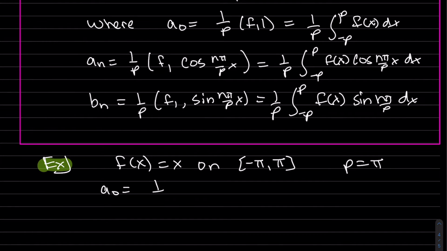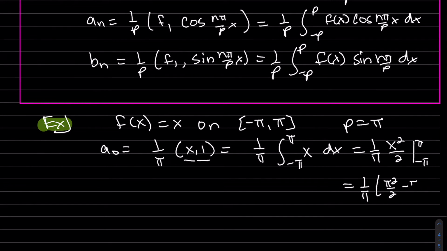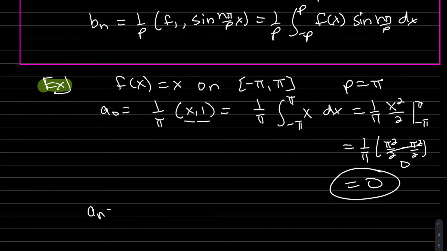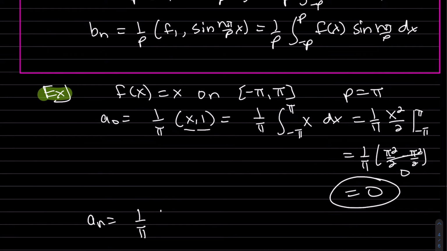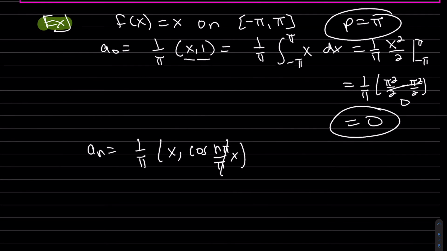So by that definition, it's 1 over pi times x times 1. x times 1 is x squared over 2, times 1 over pi. So we get 0 there. Now a_n. My f is x. And again, my p is pi. Those cancel out.